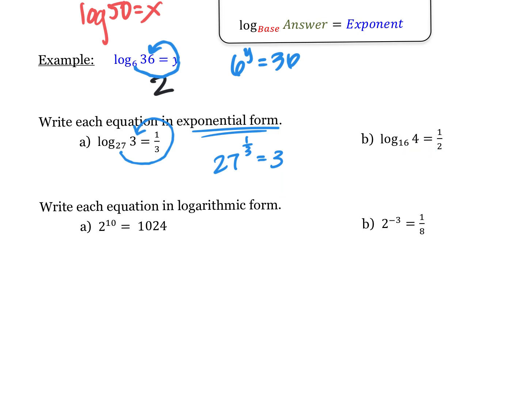Let's do the same thing here. Again, start at that base. 16 to that power equals 4. 16 to the 1/2 is 4. Is that a true statement? Square root of 16 is 4.